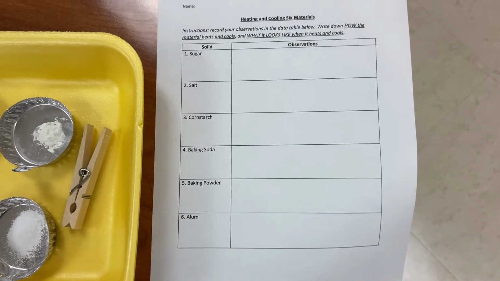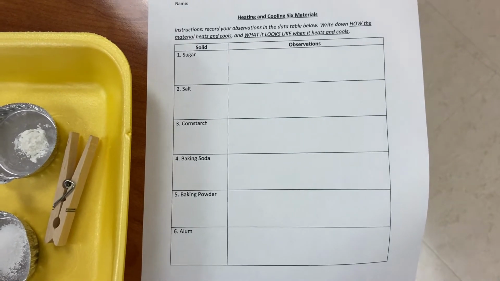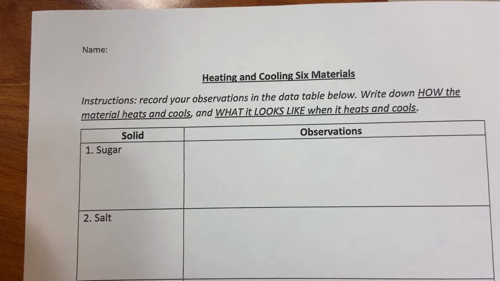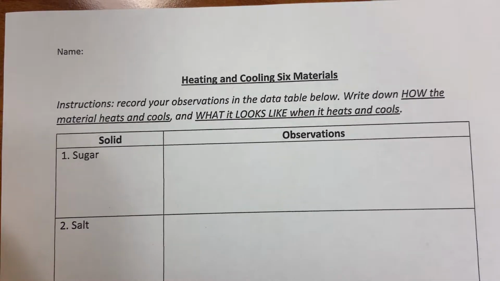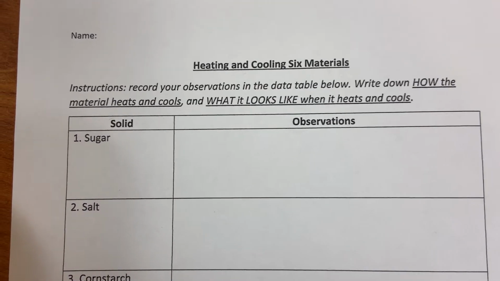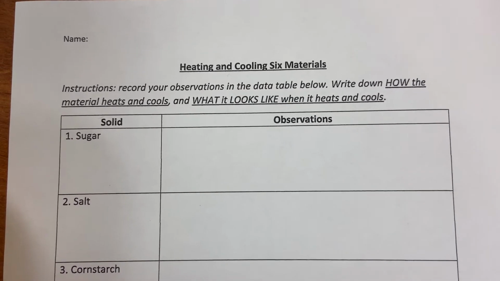Today we will look at the physical properties of materials as they are being heated and cooled. Make sure you have your data table in preparation for data collection. Our instructions are to write down how the material heats and cools and what the material looks like when it heats and cools. This is our dependent variable.